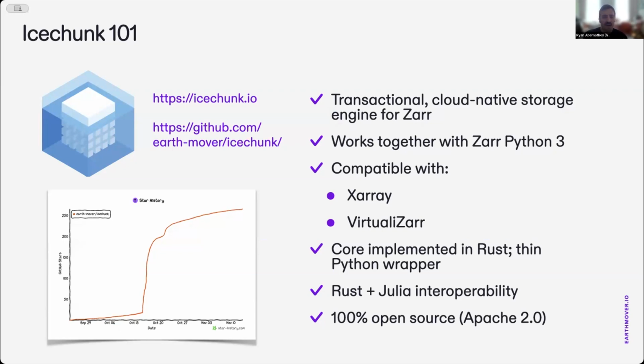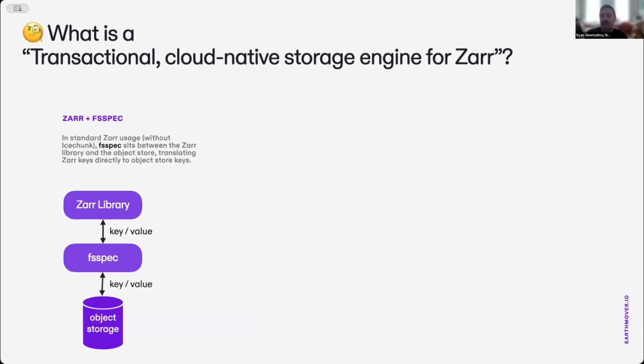Icechunk works together with Zarr, acting as a storage engine under the hood. And it's compatible with both Xarray and virtualized Zarr. So as an end user, you don't even really have to make many changes to your workflows for reading or writing data to use this. Icechunk is fundamentally a Rust library with just a Python wrapper on top of it. And that means that it also works with Rust, of course, and also we have some Julia interoperability in development. And it's 100% open source, licensed under Apache 2.0.